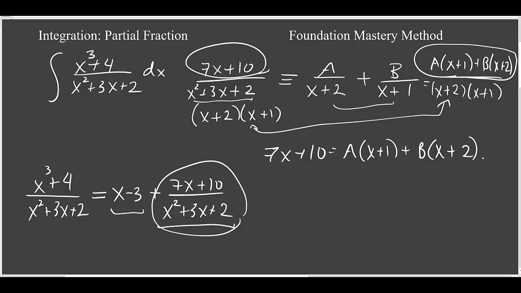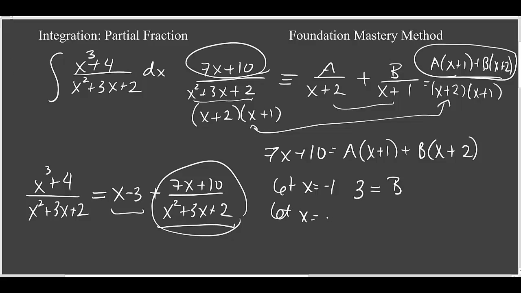Well, if we let x equal -1, that will knock out A. So then we'll have 10 minus 7, or 3, on the left-hand side of the equation, and B on the right-hand side of the equation. So if we let x equal -1, we'll have 3 on the left-hand side, and on the right-hand side, we'll just have B. So that tells us that B equals 3.